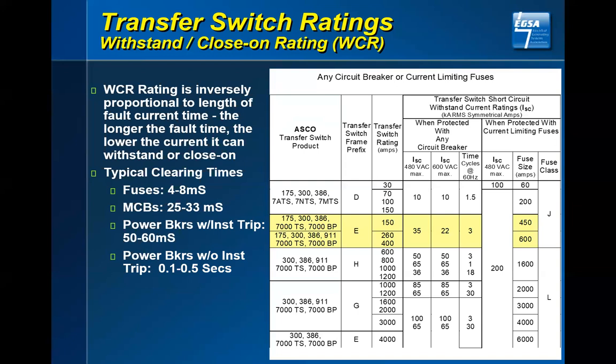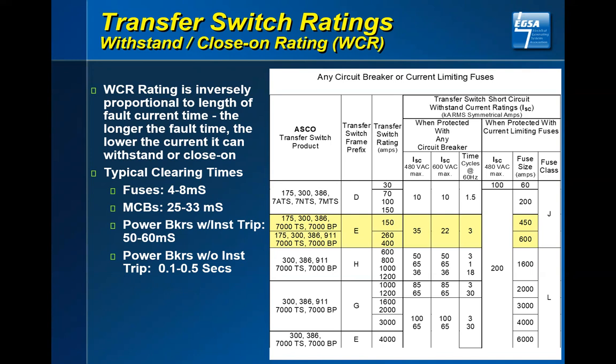A molded case circuit breaker is what the MCB stands for. Typically, you see that those will trip in 25 to 33 milliseconds. You notice that a power breaker is one of those larger breakers that may be out there for several cycles. They may clear in as much as 60 milliseconds. That's with an instantaneous trip. And then the other one down below is a power breaker without an instantaneous trip. That's how I'm getting out to 0.5 seconds. I may be passing that fault through for that period of time before that specific breaker will clear.